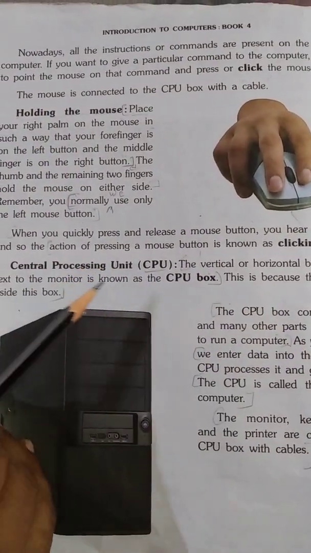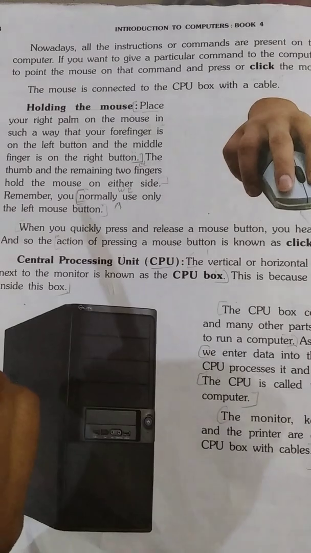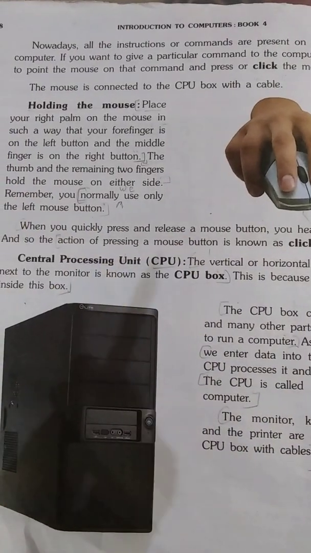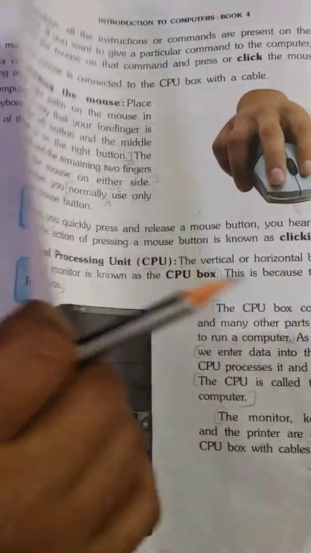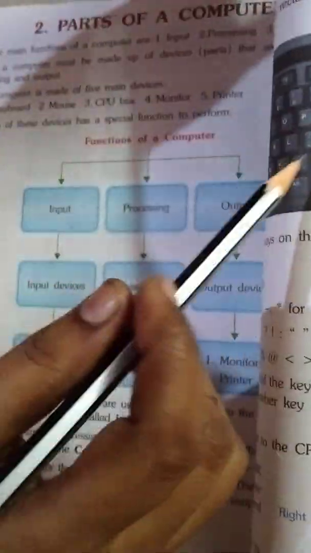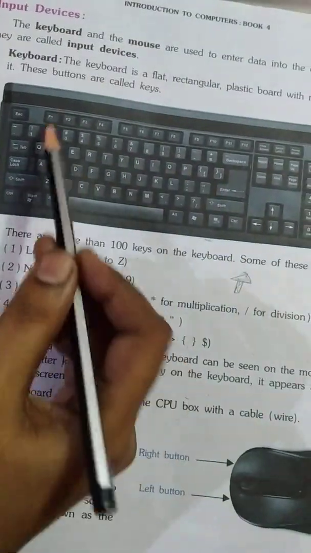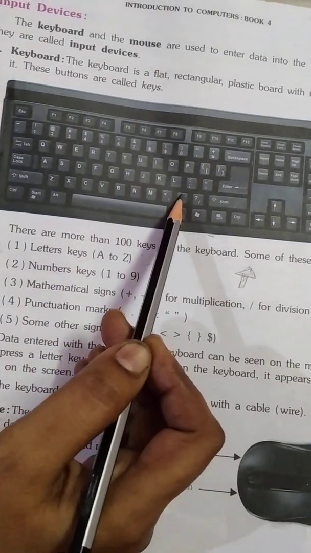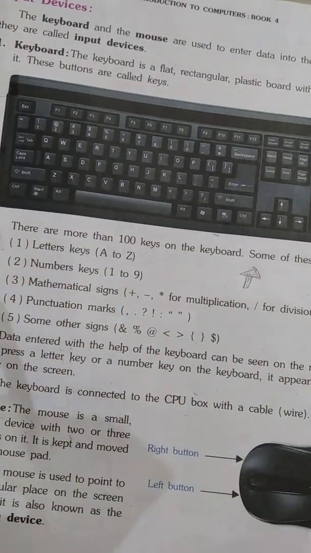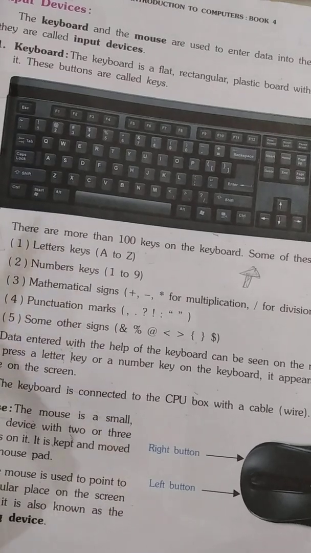What is a keyboard? A keyboard is a flat rectangular plastic device which has many keys on it, right? And with the help of the keyboard we are able to enter our data. Now there are different types of keys on it that I explained in the last video.